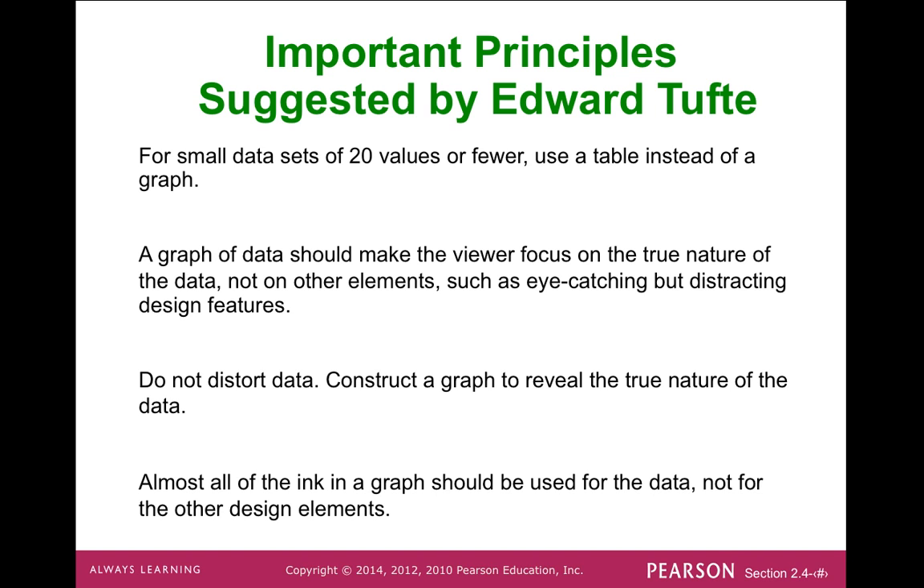As a researcher, you should not be distorting data. You need to construct a graph that reveals the true nature of the data itself, not trying to mask that nature through a lot of distractions. And almost a good rule of thumb is almost all the ink in a graph should be used for the data, not for the design. So those are some basic principles to keep in mind with relation to graphs and being sure that you're making graphs that are not misleading.